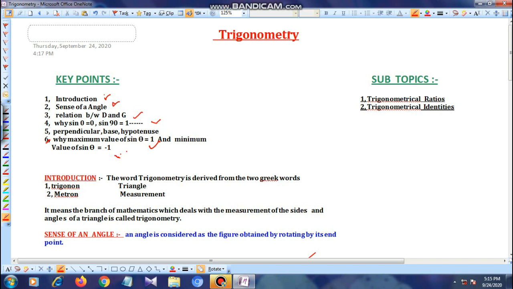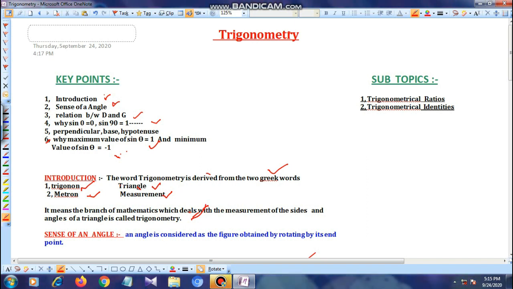Now let's start. Introduction means what is trigonometry. The word trigonometry is derived from two Greek words: one is trigonon and other is metron. Trigonon means triangle and metron means measurement. It means the branch of mathematics which deals with the measurement of the sides and the angles of a triangle is called trigonometry. So this is the introduction of trigonometry.